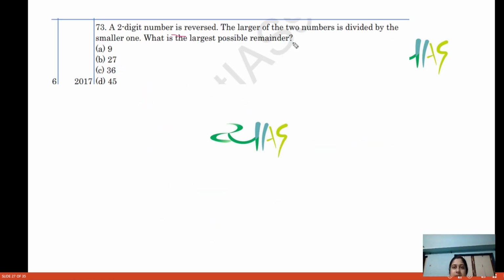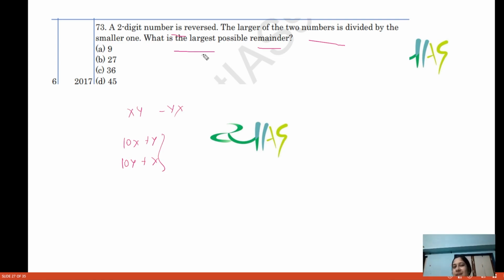A two-digit number is reversed. The larger of the two numbers is divided by the smaller one. What is the largest possible remainder? Okay, what is the largest possible remainder? Now you have a two-digit number xy, and its reverse will be yx, and this can be written as 10x plus y, and this can be written as 10y plus x.